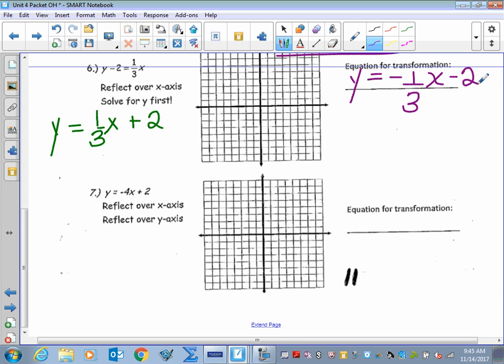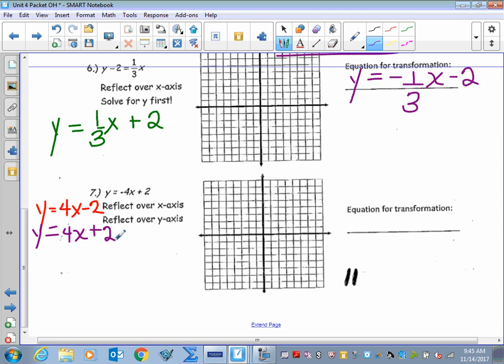I'm not going to graph that one. Let's take a look at these. Who can tell me what the equation would be? Because again, you change both when you're reflecting over x. So what is my new equation for this one? Y equals what? All right, 4x minus 2. Very good. And then what will it be if I'm reflecting over y? Very good.